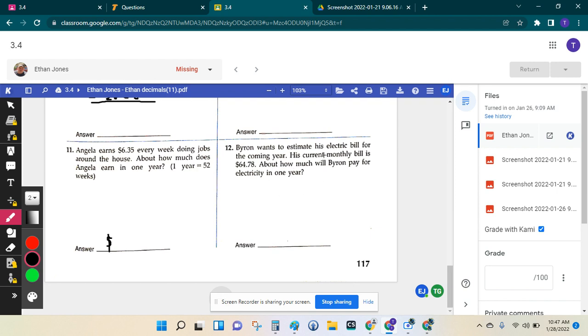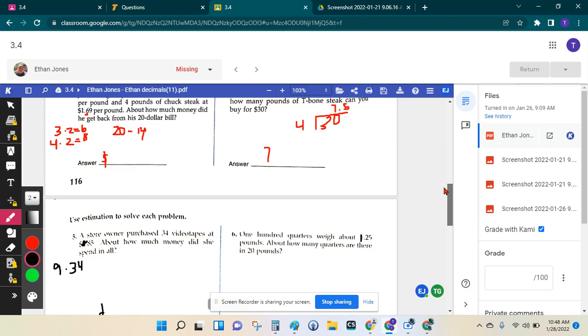Bryson wants to estimate his electric bill for the coming year. His current monthly bill is $64.78. About how much will he pay for electricity for 1 year? So again, round this to the nearest dollar and then times it by 12 since there's 12 months in a year. So good luck, try it again.